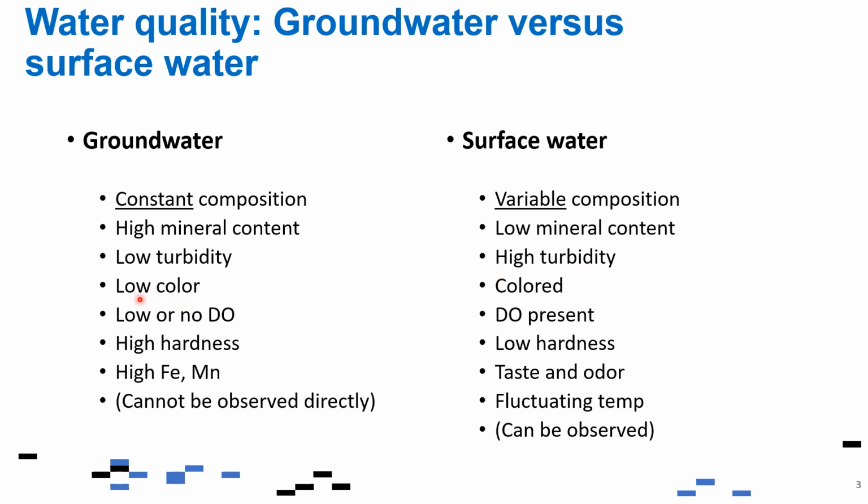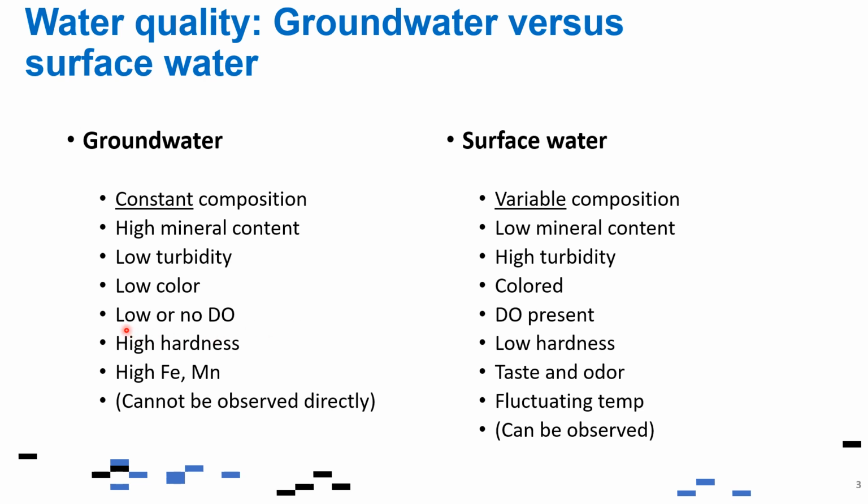In the same way as I mentioned for turbidity, the color is also quite low, or quite clear, in groundwater because of the filtration effect of the upper soil formation. Surface water is exposed and it will have a lot of sediments, a lot of bacteria, and a lot of exposure to pollution, so it will be more colored compared to groundwater.